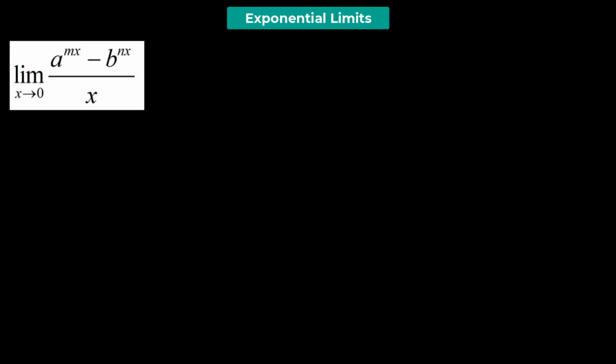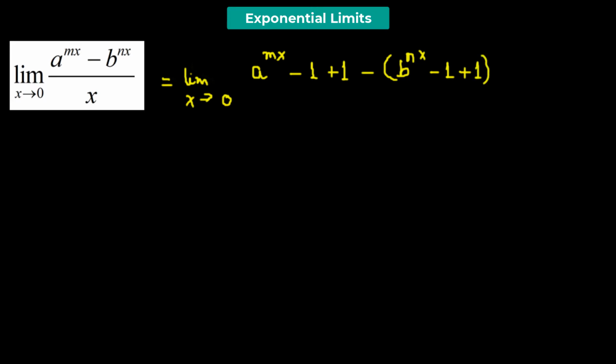So here we have to determine the exponential limit. The function is given by a raised to the power of mx minus b raised to the power of nx, whole divided by x. So we begin by rewriting the numerator. In order to be able to apply the definition of limit, we need a minus 1 here. Now this minus 1 being an extra term, we need to add plus 1 to it. Similarly, we subtract 1 and add 1 to it, all divided by x.